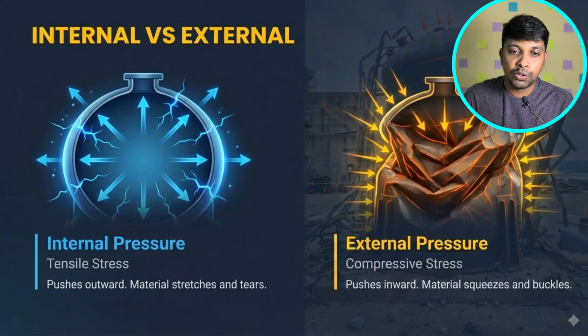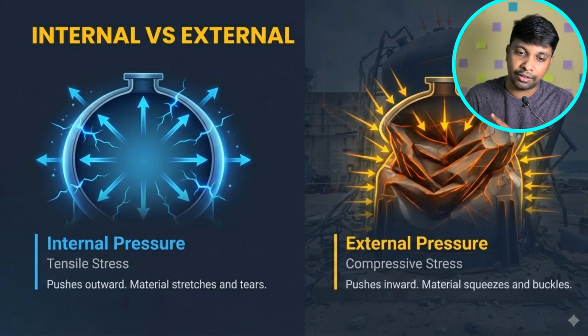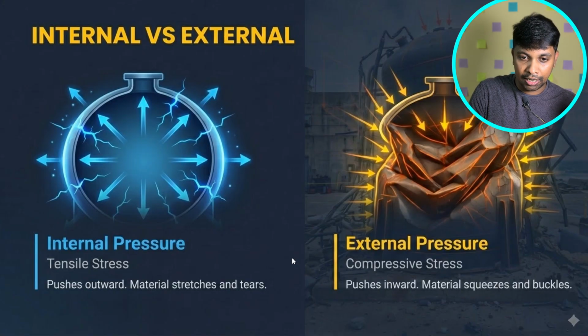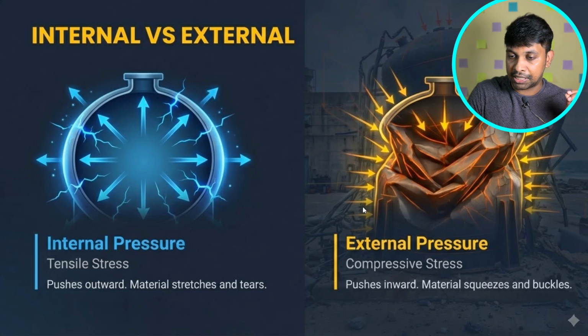In simple terms, internal pressure we can call a kind of tensile stress, and external pressure a compressive stress. The internal pressure pushes outward. In this image there is internal pressure, and you can see it pushes outwards. Internal pressure acts on the inside surface of the vessel, but external pressure acts on the outer wall of the vessel.